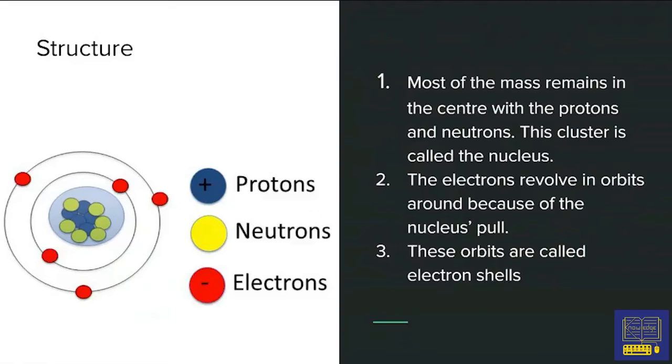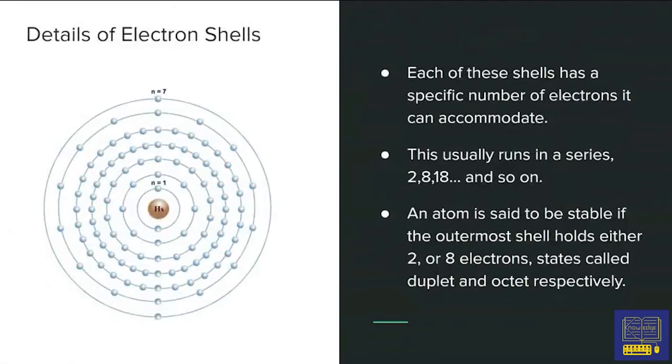Because of the pull, these electrons revolve around this very nucleus, and this is the structure. This is quite an important diagram. There are multiple ways to depict this, and this will be done further when we do bonding. Next, elaborating on the electron shells part, each shell has a specific capacity.